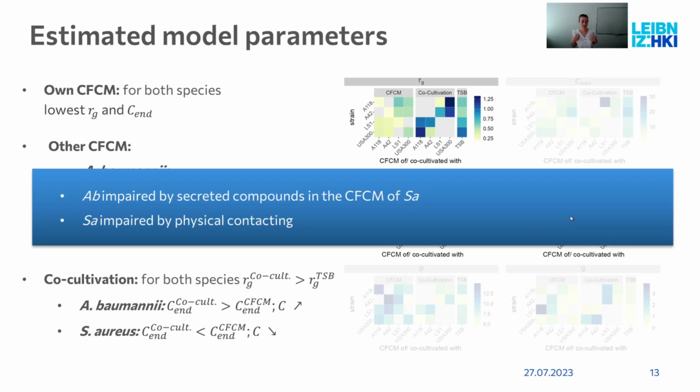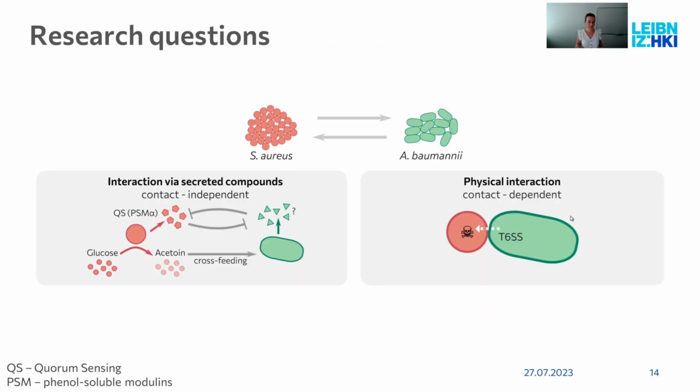So with this we can conclude that A. baumannii might be impaired by secreted compounds in the CFCM of S. aureus, and S. aureus could be impaired by the physical contacting with A. baumannii. So further experiments in that direction could then reveal the underlying mechanisms, and for example, we could show that S. aureus produces quorum sensing molecules, like for example these phenol-soluble modulins that impair the growth of Acinetobacter baumannii. We could also identify that Acinetobacter baumannii might be able to also produce some toxins that interfere with the quorum sensing system of S. aureus.